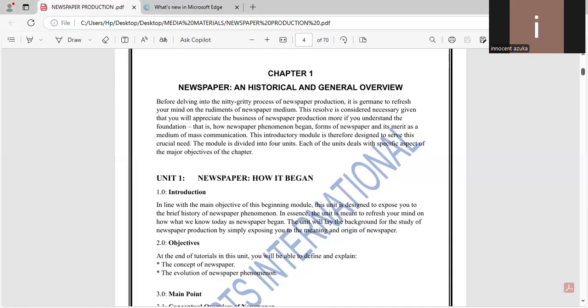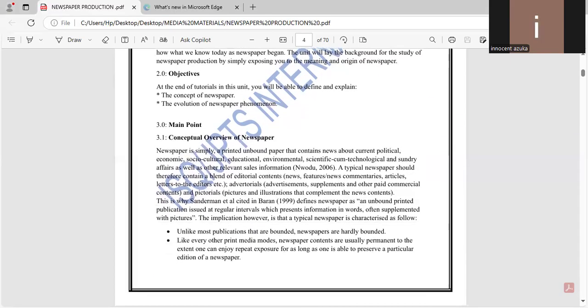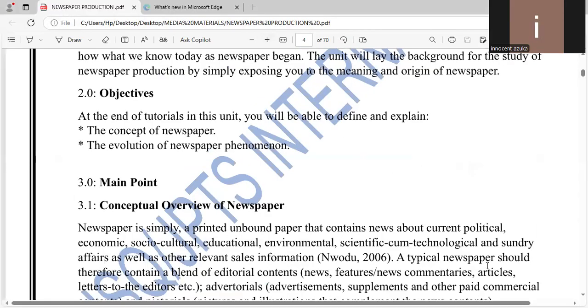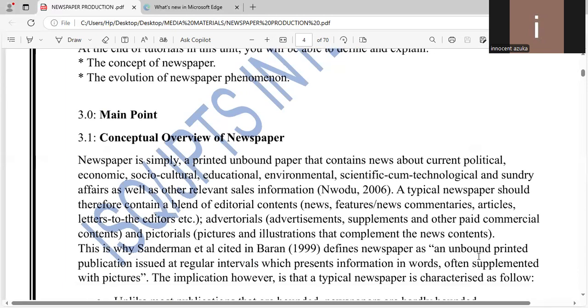So look at newspaper in view. A newspaper is simply printed on bonded paper that contains news about current political, economic, social, cultural, educational, environmental, scientific, technology, and sundry affairs, as well as other relevant sales information.